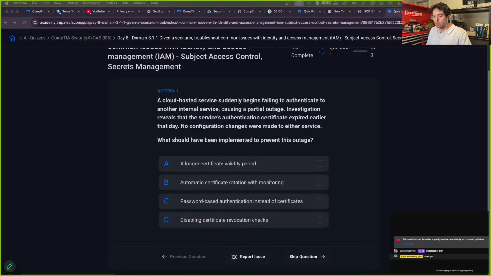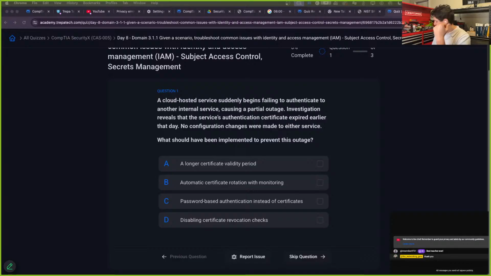Okay, so we're doing the domain 3.1.1 quiz. Question 1. A cloud-hosted service suddenly begins failing to authenticate to another internal service, causing a partial outage. Investigation reveals that the service's authentication certificate expired earlier that day. No configuration changes were made to either service. What should have been implemented to prevent this outage?